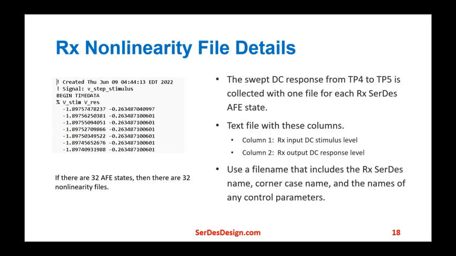The nonlinearity file details. Each swept DC response from TP4 to TP5 is collected, with one file for each receive SerDes AFE state. The text file contains these columns. Column 1 is the input DC stimulus level, and column 2 is the receive output DC response level. Use a file name that includes the receive SerDes name, the corner case, and the names of any control parameters. If there are 32 AFE states, then there are 32 nonlinearity files.